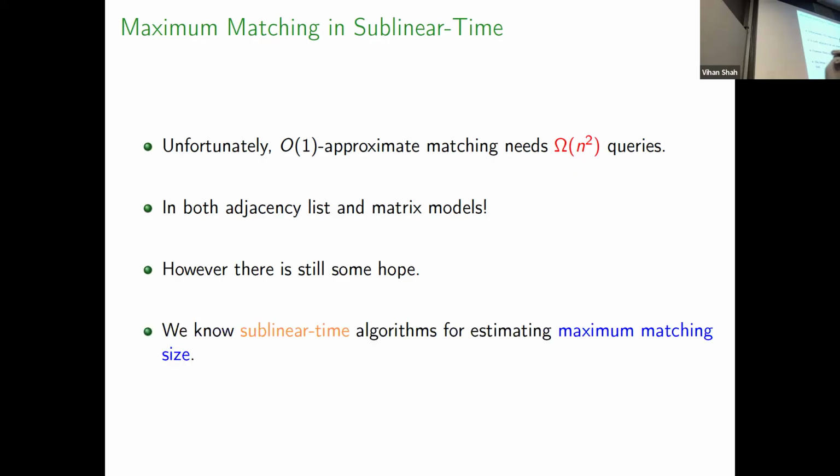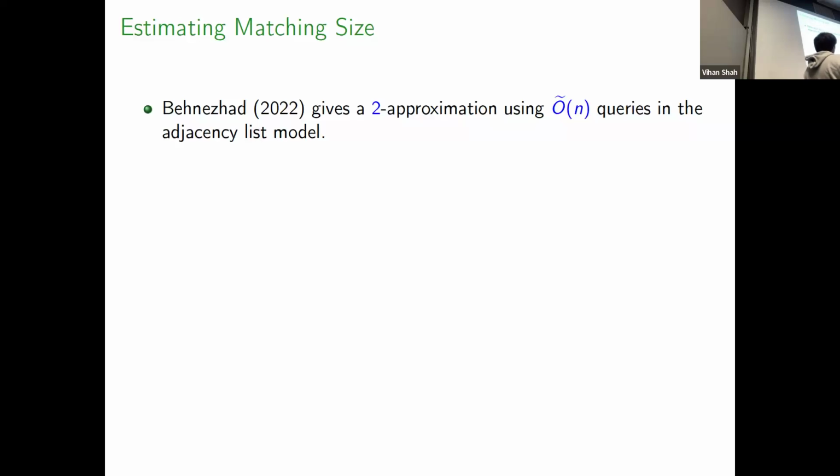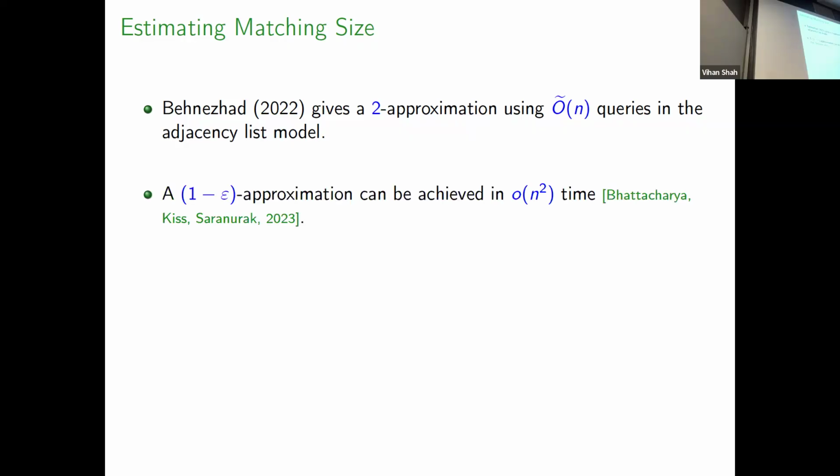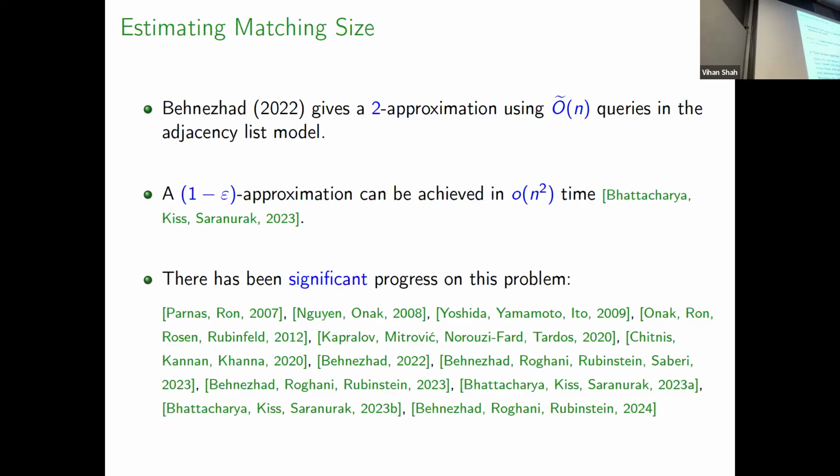All right. So what do we know about matching size? So Vihan gave a two approximation algorithm in O tilde n queries, and the tilde is hiding polylog factors in n. So in n polylog n queries, you can actually get a two approximation to the size of the maximum matching. And you can also get a 1 minus epsilon approximation in roughly n square time. Okay, so these are sort of improvements on the approximation algorithms we saw previously. And there is significant work over here, right? We know tons and tons of results.